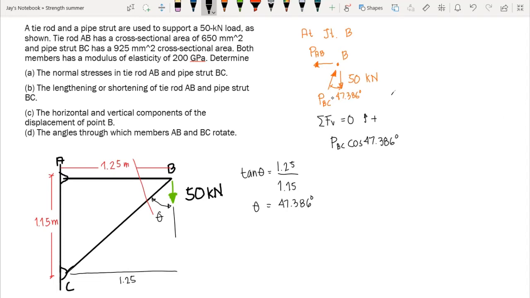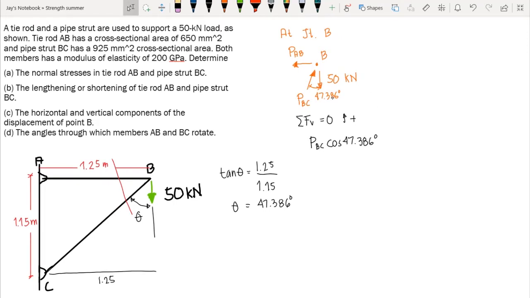Since again, if you have PBC acting in this direction, let's say that is our PBC, the vertical component, and to the right direction, we have the PBC horizontal component. So to compute for PBCV, we use cosine, since that's the adjacent of our angle theta, correct? I hope that you remember your statics on this.